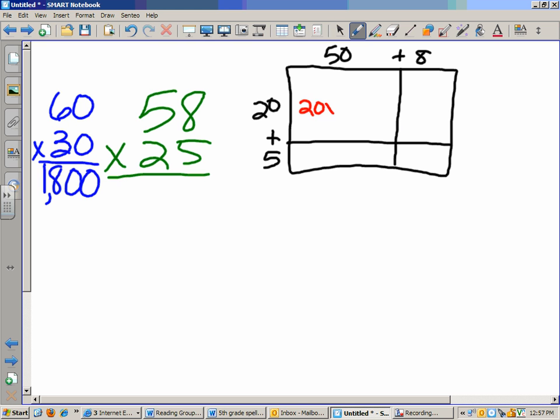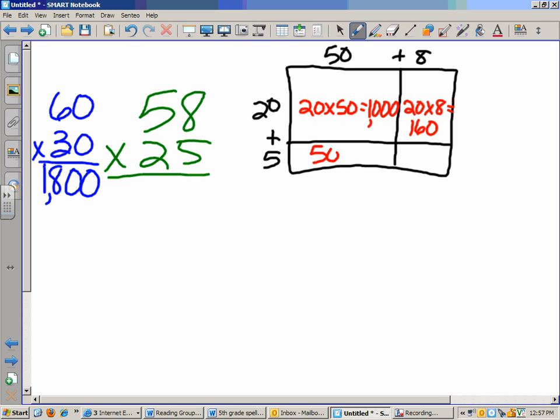I have 20 times 50. Well, 2 times 5 is 10, and it's 100 times bigger. So that's 2 digits over, shifting. And then I have 20 times 8. Well, 2 times 8 is 16. It's 10 times bigger, so 160.